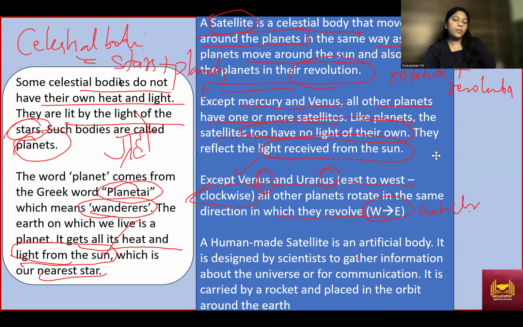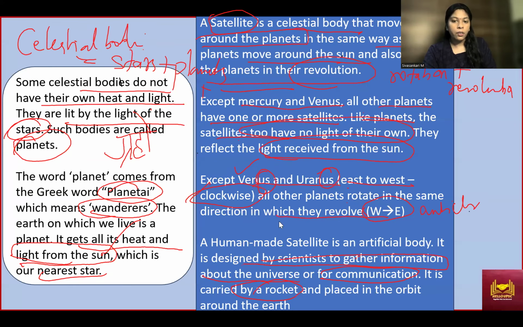Then a human-made satellite is also there. It is roaming there in space. It is used for study purposes. So it is an artificial body designed by scientists to gather information about the universe, or it is used for communication. INSAT and others are there for communication purposes. This is carried by a rocket and placed in orbit around the Earth. This is also a point given in NCERT, that is why we have mentioned it here.